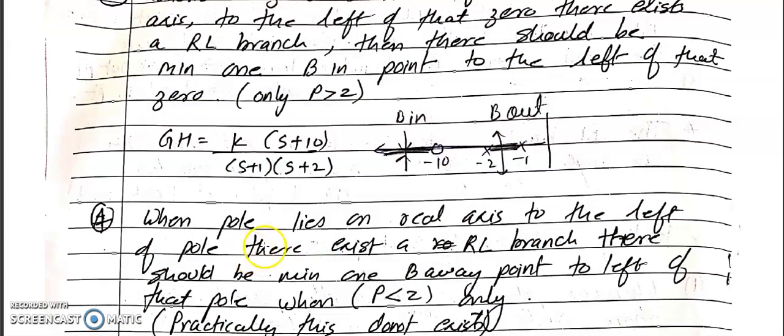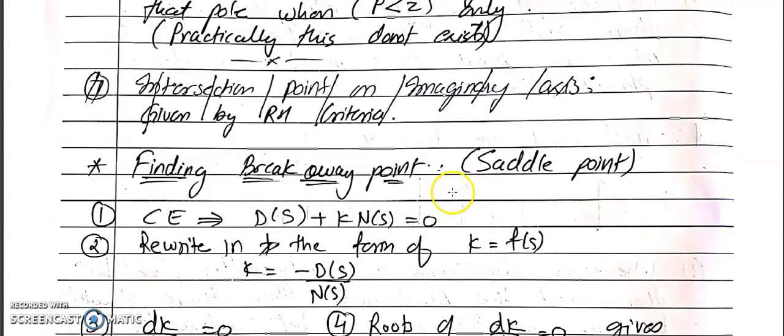So this point, what is this point? At what point the root locus will break out, or at what point the root locus will come to the pole, right? So we are interested in finding out the coordinate of this point, right? Breakout or break-in. So we are saying breakaway point. So for that we have this method.